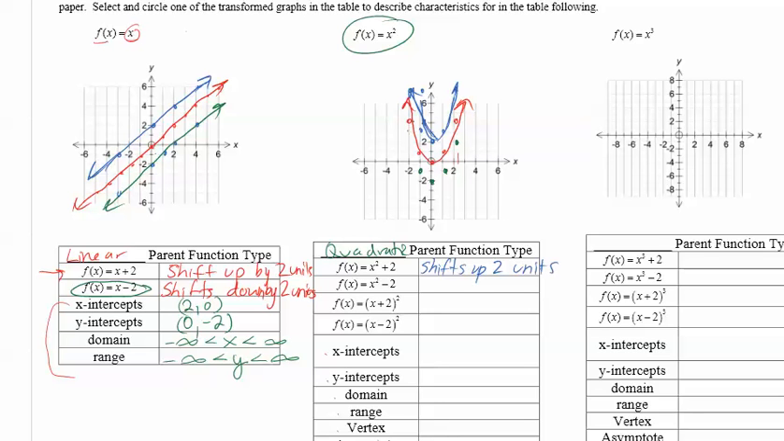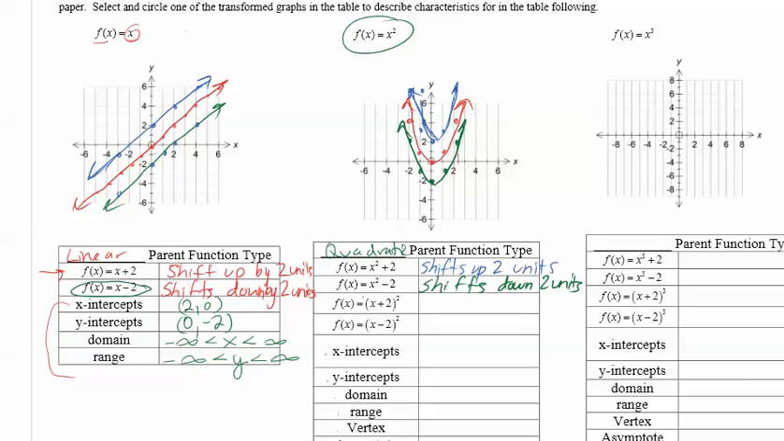Okay, now it doesn't matter which number. Even if you're not using 2, this is what's going to happen to your function when you add a number or subtract a number. Okay, you can see we get these two functions. So this one shifts down 2 units.